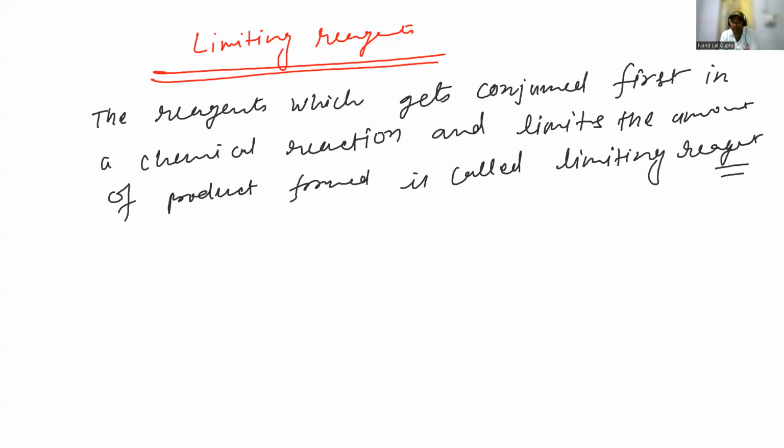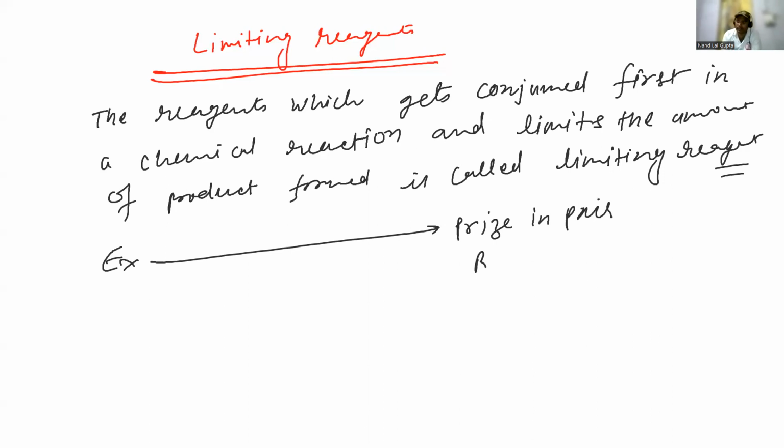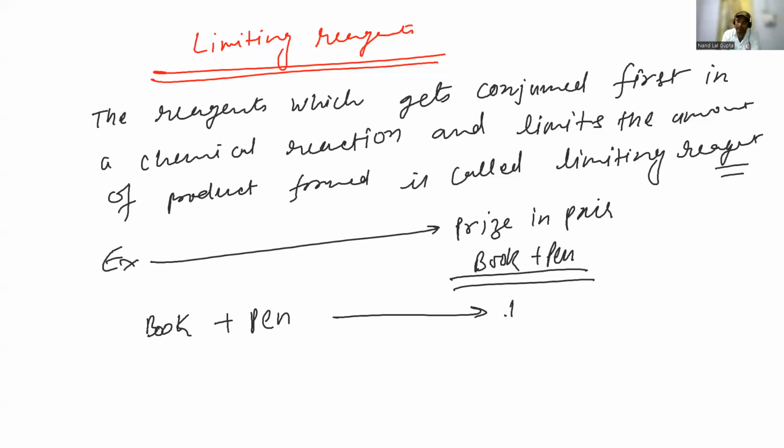Suppose I am explaining a general example. Suppose you are distributing prizes to someone, and the prizes need to be in pairs. The prize is decided: you are distributing a book and a pen. If you combine a book and a pen, you get one prize. Suppose you have 50 books and 100 pens.